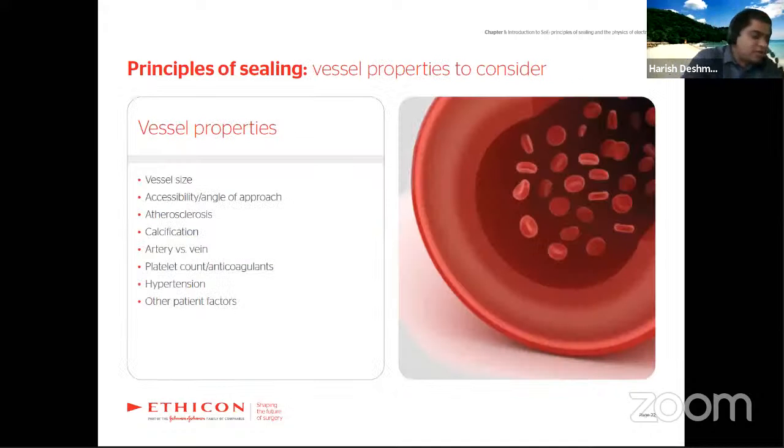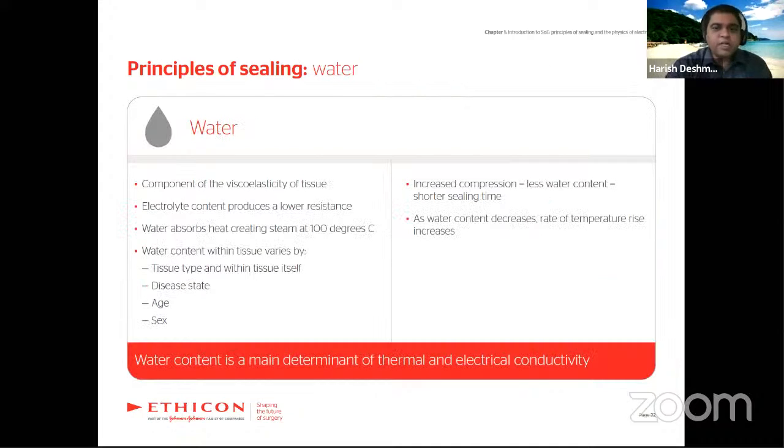Vessel properties also make a big difference when it comes to the sealing capacities. Vessel size depends on which vessel it is, for example, pulmonary artery, pulmonary veins, or IMA, SMA. The diameter of the vessels makes a big difference. Water content also makes a huge difference in the viscoelasticity of the tissue, so it affects the overall sealing capacity of it.